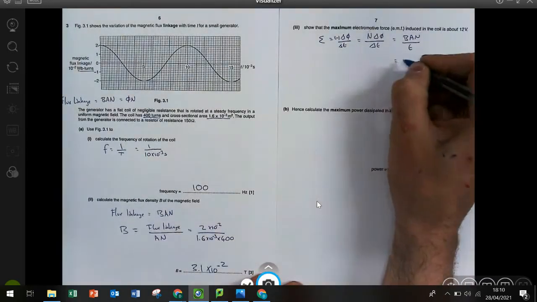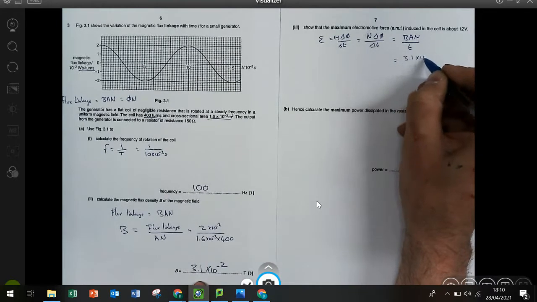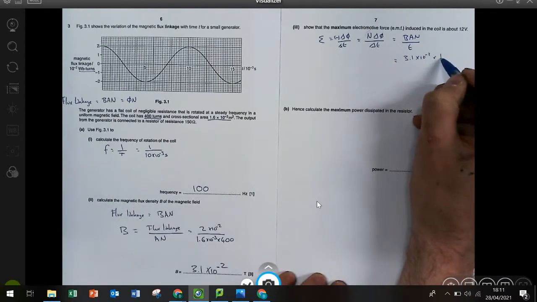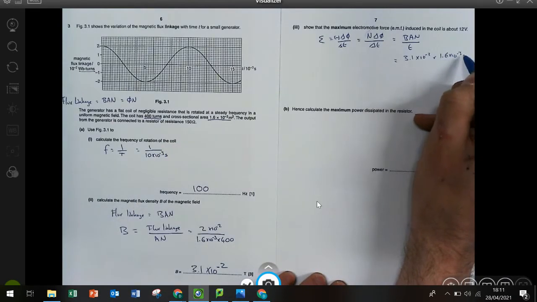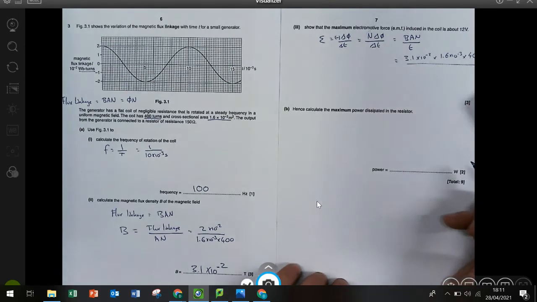So now it's a case of plugging in the numbers. We know what B is, we've worked it out. We know what area is, we have it here. And we know what N is, 400, divided by the time. So what time is this?